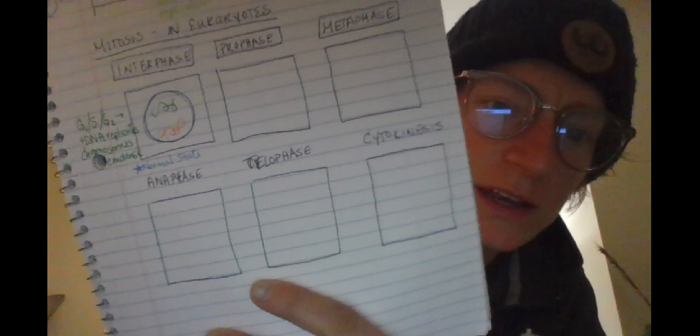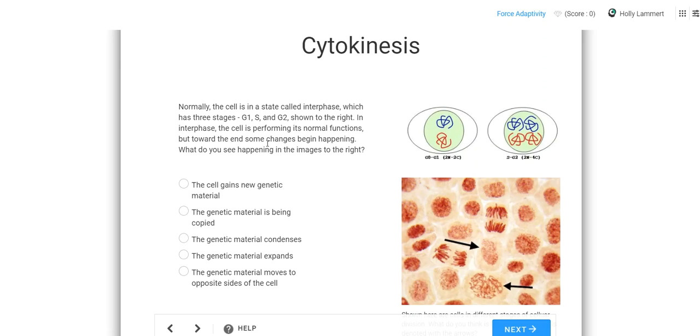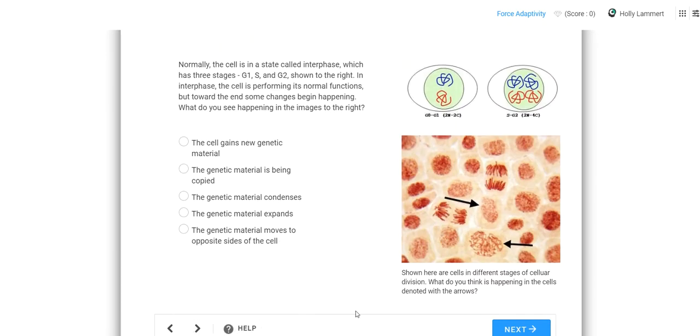This is the process of dividing one cell into two for eukaryotes. So here we go. Now we are in, let's go to the next one.